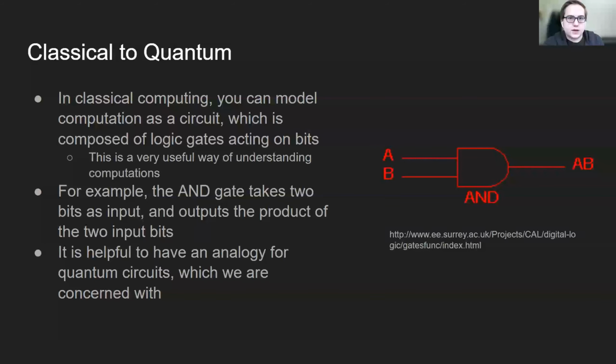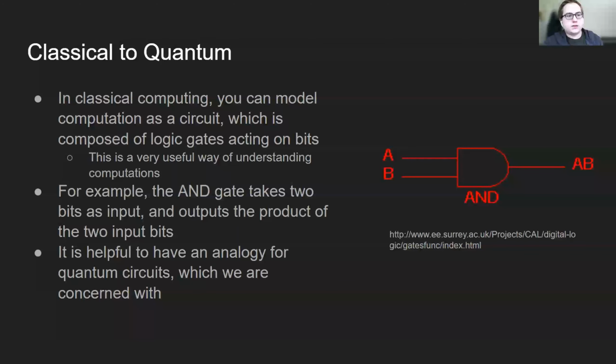So before we dive too much into the weeds of quantum computing, it helps to establish some of the basics of classical computing. Because in classical computing, you can model computation in a circuit design where it's composed of logic gates acting on these bits, right? It can be 0 or 1. And so this is a very useful way of understanding computations because, for example, if you have this AND gate, right, that I'm sure most of you are familiar with, if you take 2 bits as an input, then you can output the product of the 2 input bits, right? So if both of them are 1, then you get a 1. But if one or both of them is a 0, then you get a 0 as the output.